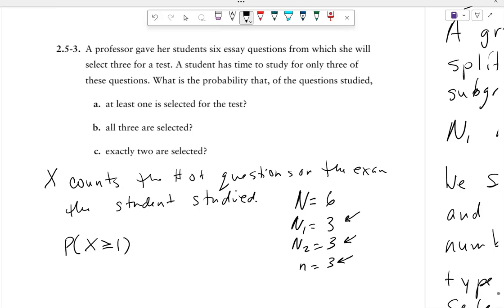Well, in this particular case, since there's only 3 questions being selected, doing something greater than or equal to 1 would be 1 or 2 or 3 and so on. It's usually hard to do. Usually if I see something like this, I want to convert it to the complement. This is 1 minus the probability that X is equal to 0.